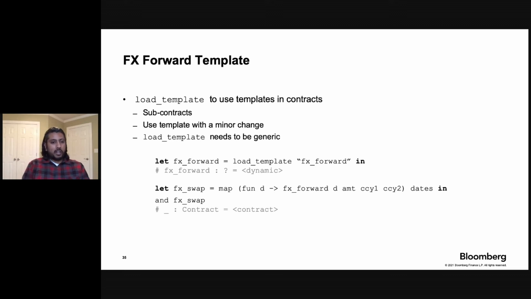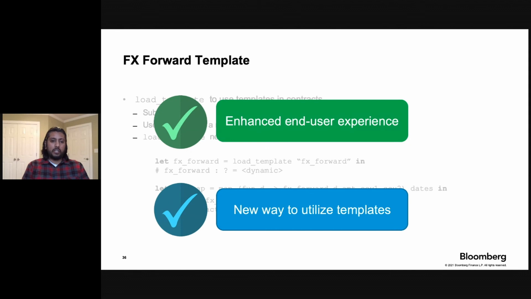So not just the subcontracts, you can also use these loaded templates for maybe performing some sort of a minor change in the code. For example, if you want to load the forward contract and put some limits on it or cancel it when it hits some conditions, this sort of primitive helps make any such additions or evolutions to your code. So of course, we maintainers now have a way in which they can enhance the end user experience, and our end users also have something to take away, because now they have a new way in which they can utilize the templates that are present in our system.